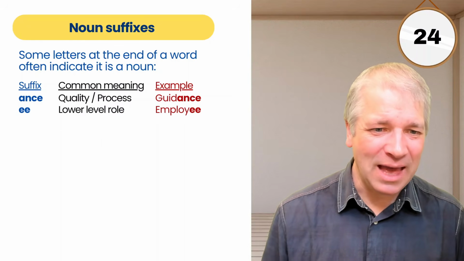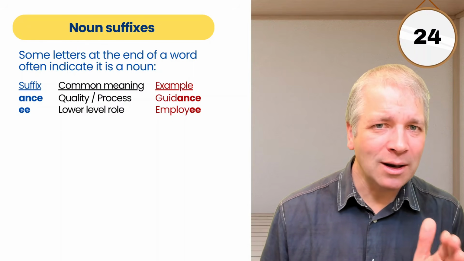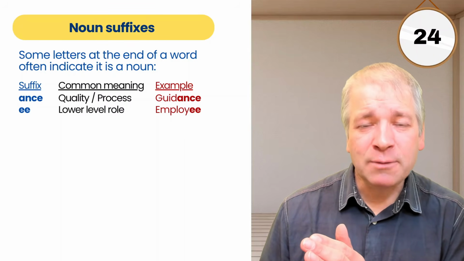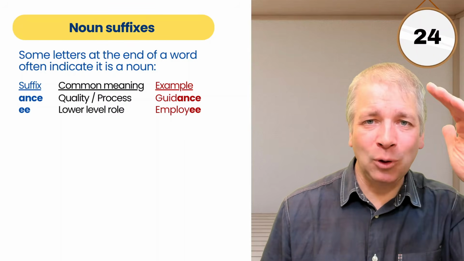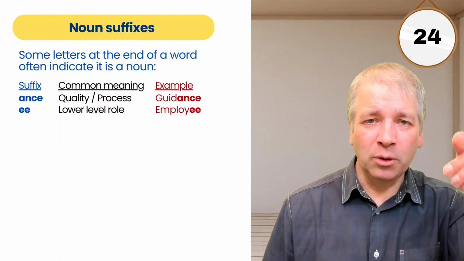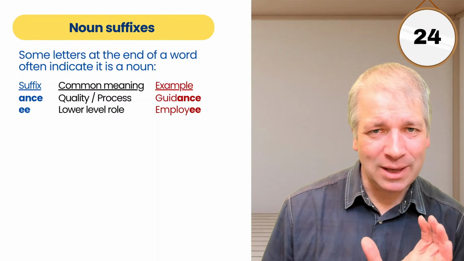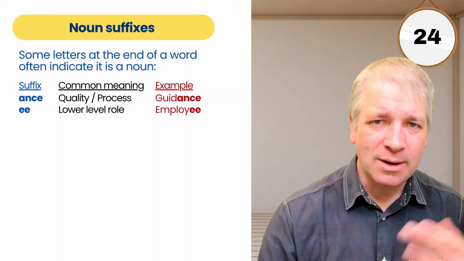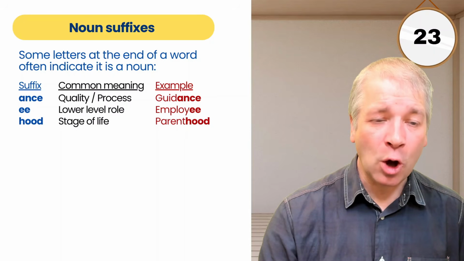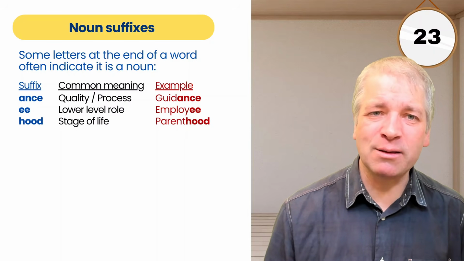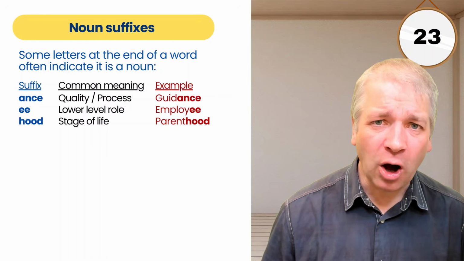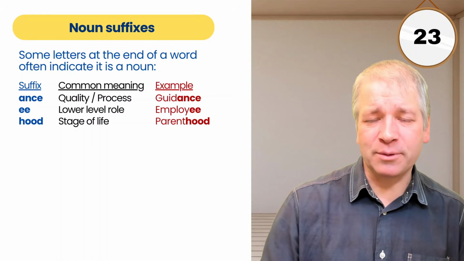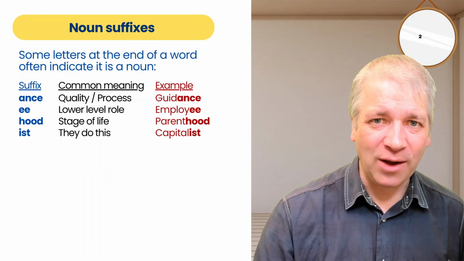EE often comes at the end of the word to mean a lower level role. So employee is below the employer. The employer is responsible for the employee. The employee receives the role from the employer. And this works with a number of nouns. Also, hood. Hood often indicates stage of life. Parenthood, childhood, adulthood. Many words with hood are nouns for a particular stage of life.